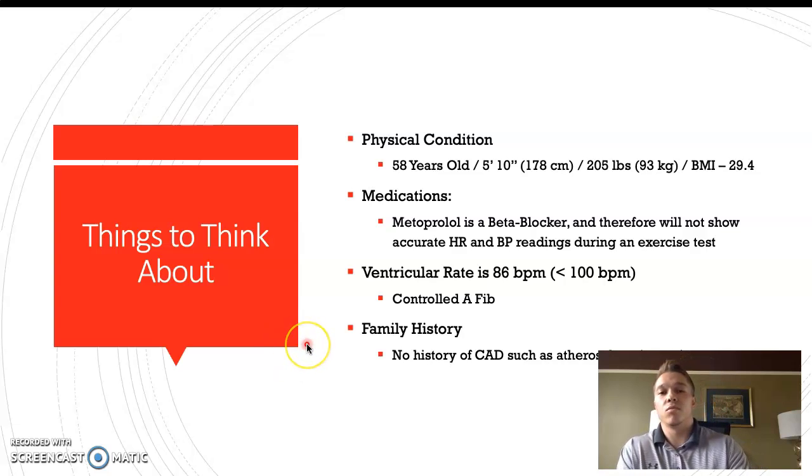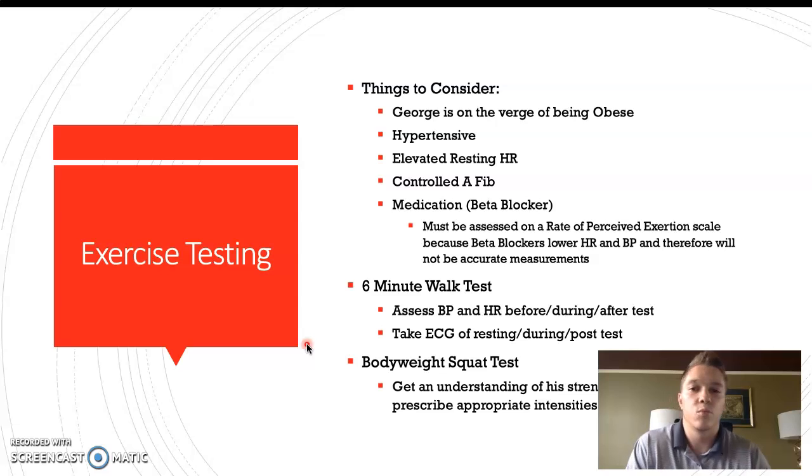So from there, we would start an exercise test. Again, things to consider for the exercise test is that George is on the verge of being obese. He is hypertensive. He has an elevated resting heart rate, controlled AFib, and he's on a beta blocker. Therefore, when you're on a beta blocker, it is necessary that you use a rate of perceived exertion scale, or an RPE scale, to identify the intensity at which the patient is working at, because heart rate reading is not a true assessment.